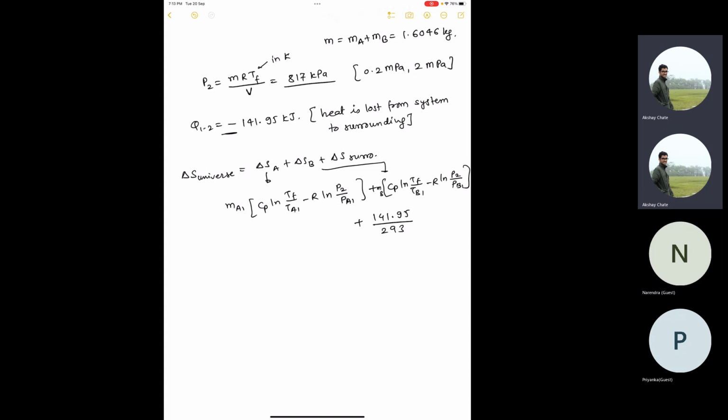I asked one question here. We can write this as Cp ln Tf by T1 minus R ln P2 by P1, right? But we can also write it as Cp ln T2 by T1 plus R ln V2 by V1, right? So, should we write it that way? Will the answer change?